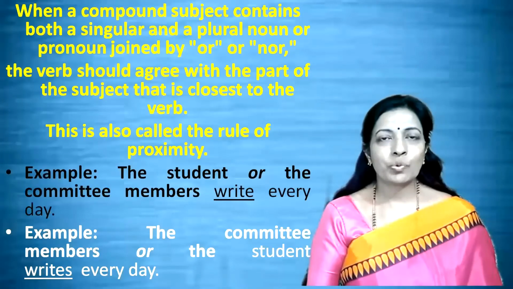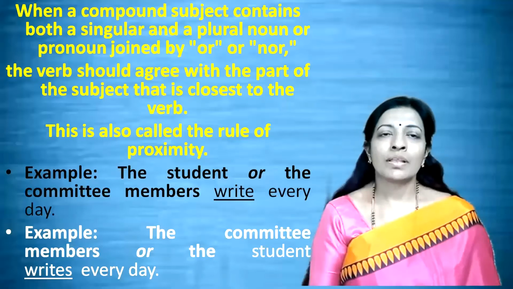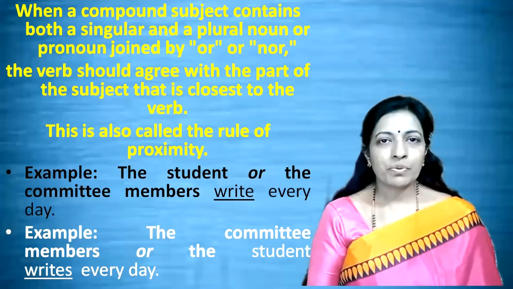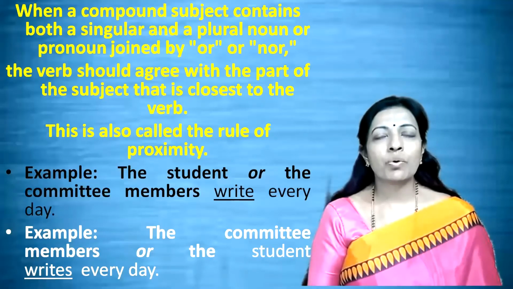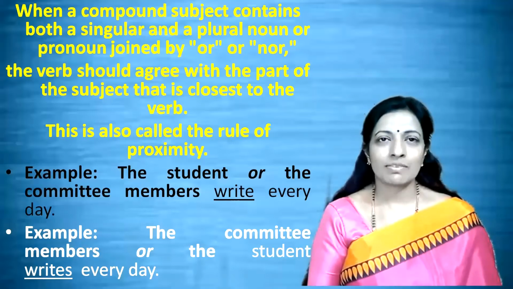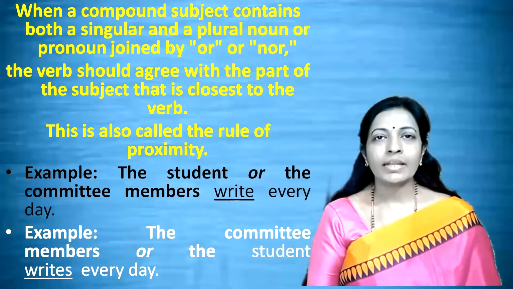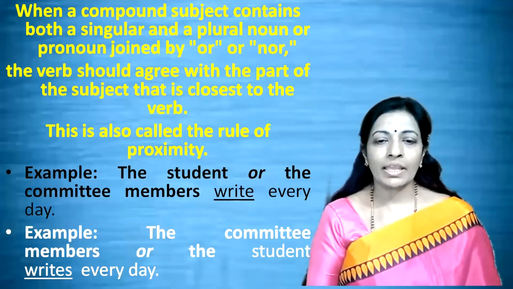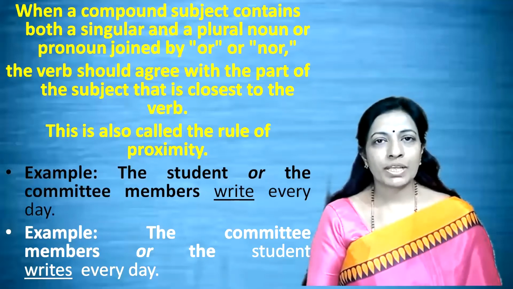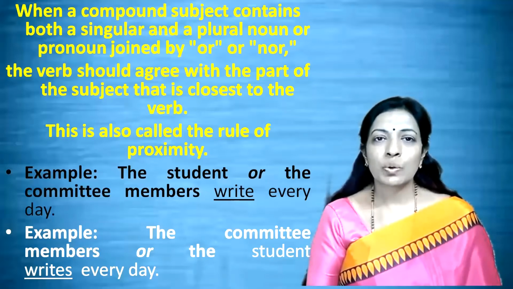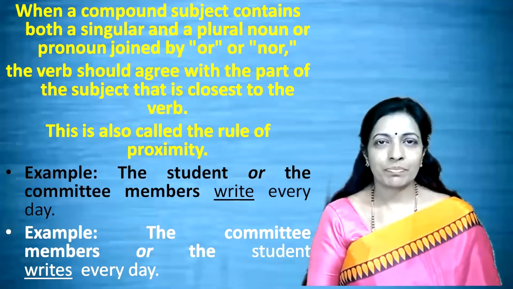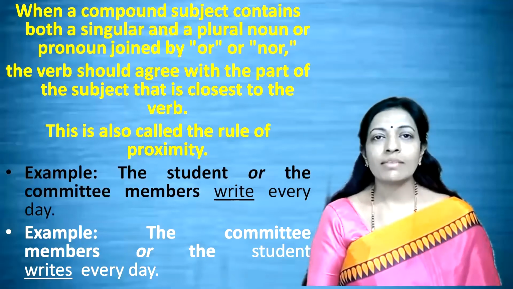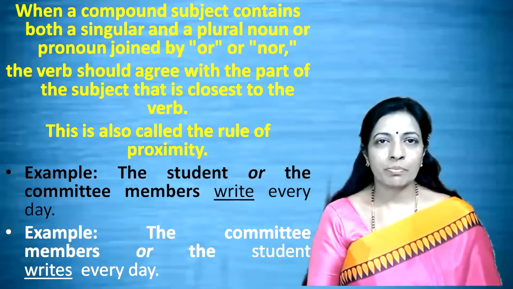So, when we have two nouns which have or or nor between them, then we use a singular verb. The next rule which we need to know is that when a compound subject contains both a singular as well as a plural noun, and if it is joined by or or nor, then the verb will agree with the part of the subject which is closest to the verb. This is known as the rule of proximity.